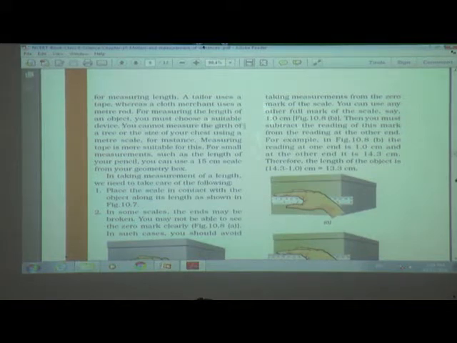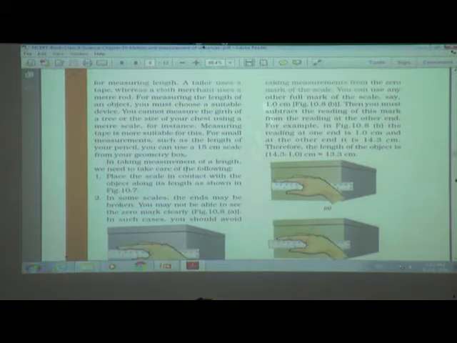You cannot measure the girth of a tree or the size of your chest using a meter scale. Can you measure it with the meter scale? No. For instant measuring, tape is more suitable. For small measurements such as the length of your pencil, you can use a 15 centimeter scale from your geometry box. So all of you have the scale, isn't it? You can measure a pencil with the help of a scale. But you can't measure the tree with your scale. So for that, tape is more suitable.